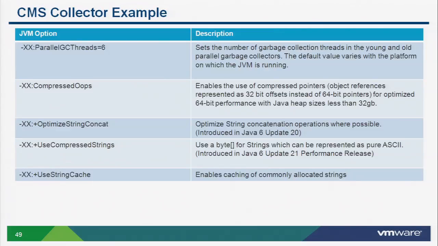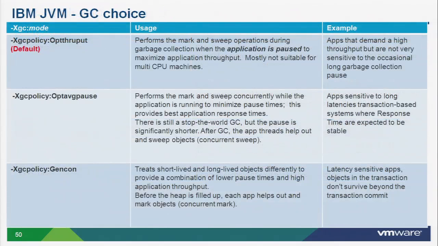These string optimizations I use these days, and I find them quite useful. You need 6u21 basically, but we're up to 33 now, so you should be good.